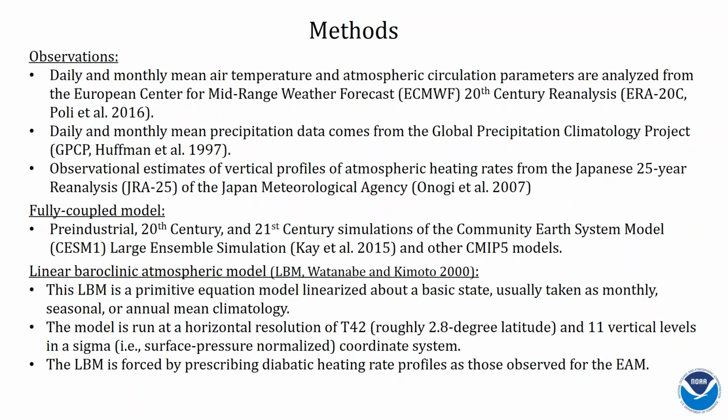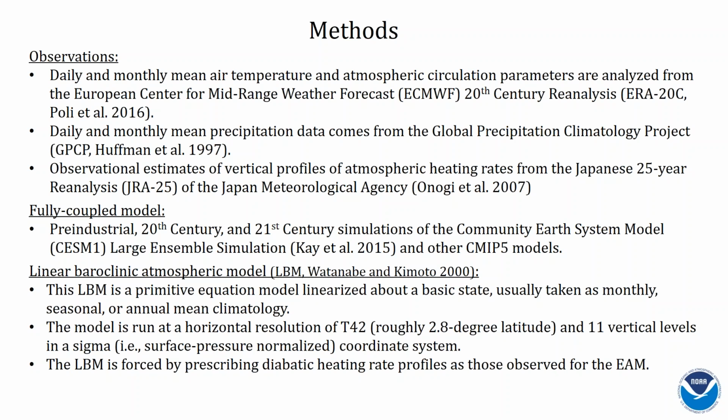And also these models are becoming so complex these days that it's very difficult to understand the basic physics. So we want to rely on something simpler as well. And that's why we're going to use a linear baroclinic model from Watanabe and Kimoto. This is a dry GCM, general circulation model. It's much simpler than the coupled models, but it's still complex. It's linear, but it allows for wave-wave interactions. So it's not that simple.